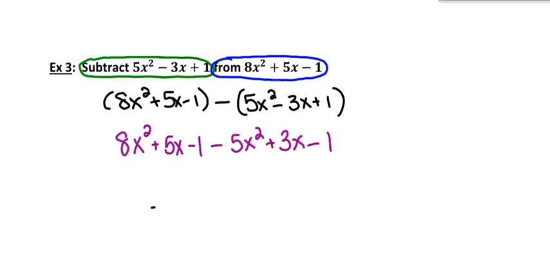And once I've distributed that negative symbol to all of the terms in the second set of parentheses, now I can go ahead and I can combine my like terms. So when I combine my x squared terms, I end up with 3 of them. When I combine my x terms, I end up with 8 of them. And when I combine my constants, minus 1 and minus 1, I end up with minus 2.